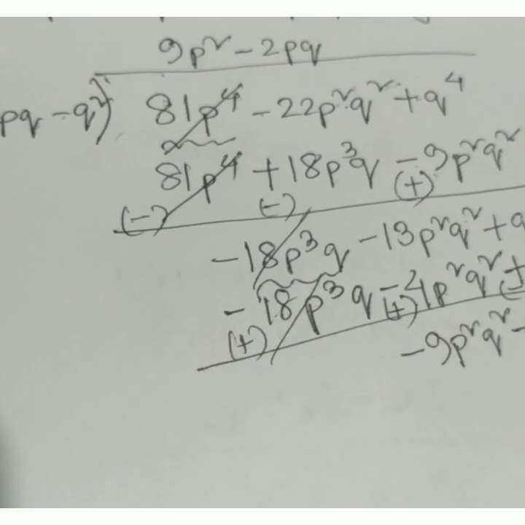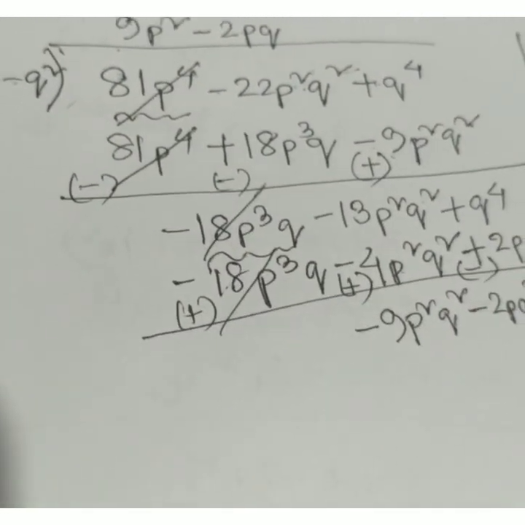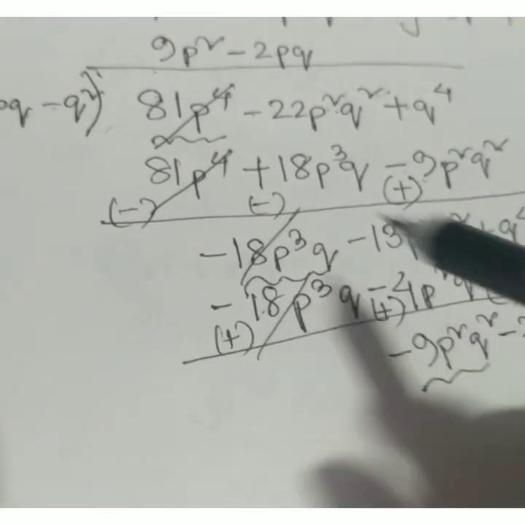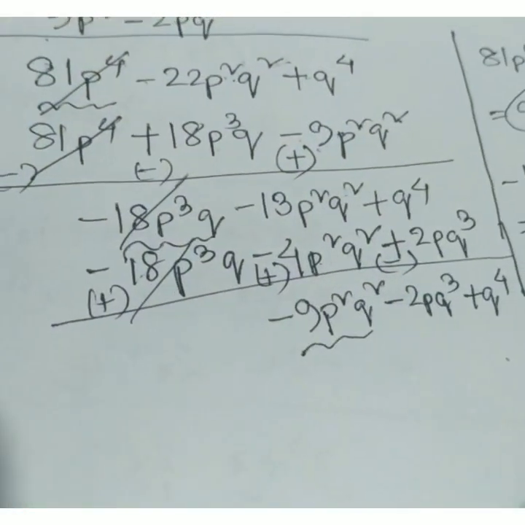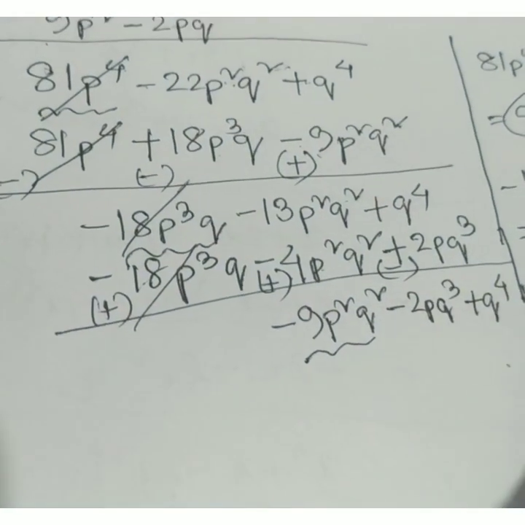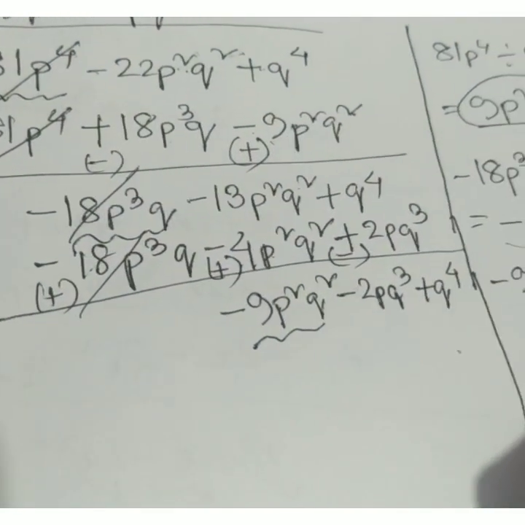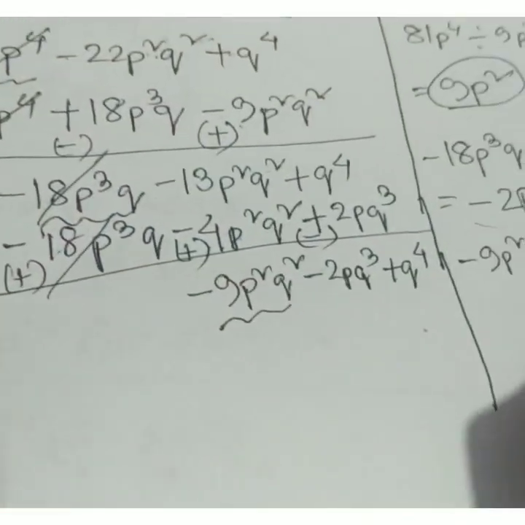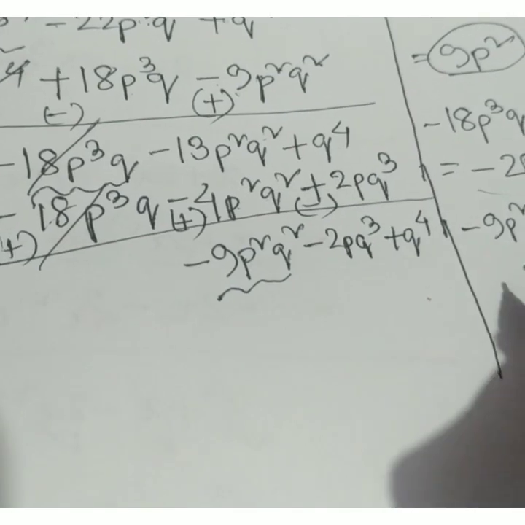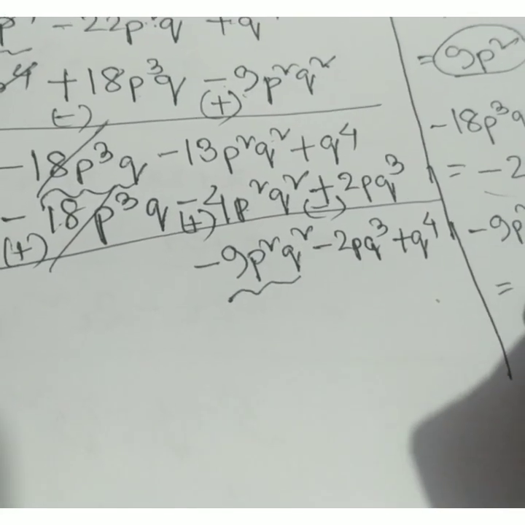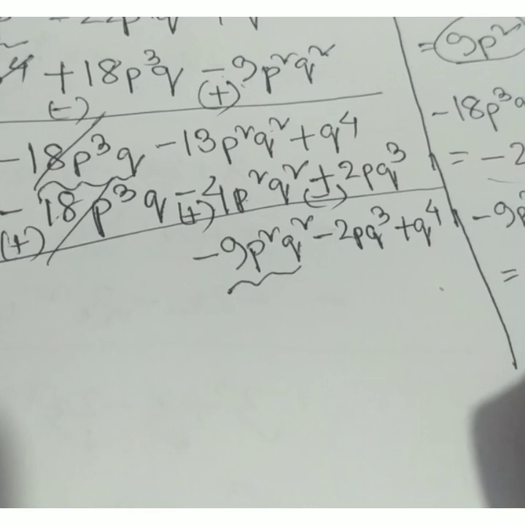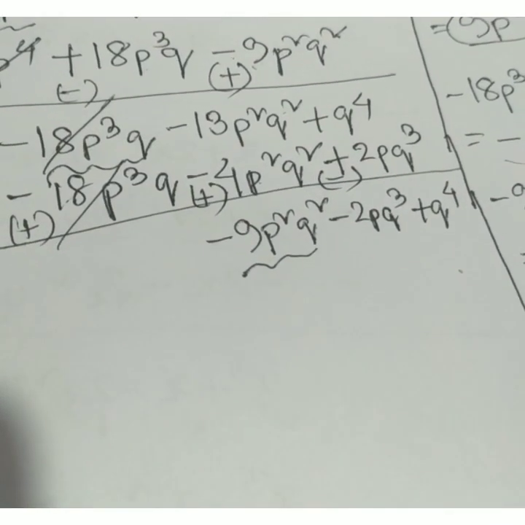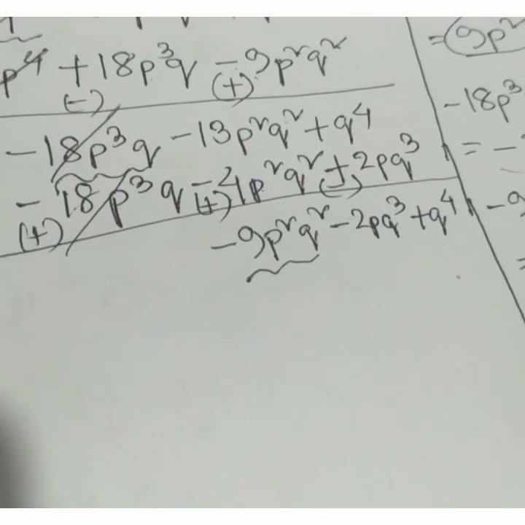Okay. Finally, now I need to check this term and this term. So I draw a line. Minus 9p²q² divided by 9p². So you see there will be a minus sign, 9 divided by 9 is 1, p² divided by p² gone, so only q² remains. So minus q².